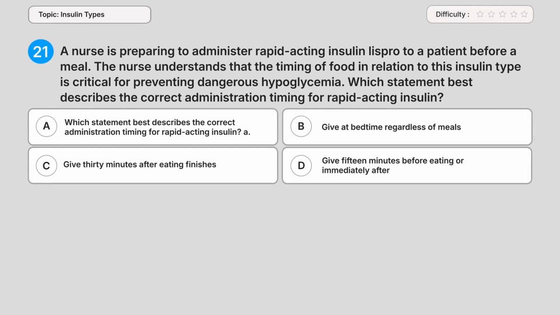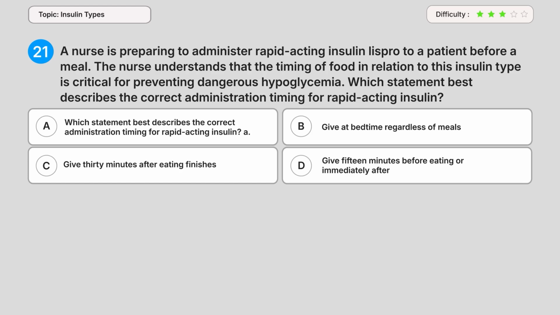21. A nurse is preparing to administer rapid-acting insulin Lispro to a patient before a meal. The nurse understands that the timing of food in relation to this insulin type is critical for preventing dangerous hypoglycemia. Which statement best describes the correct administration timing for rapid-acting insulin?